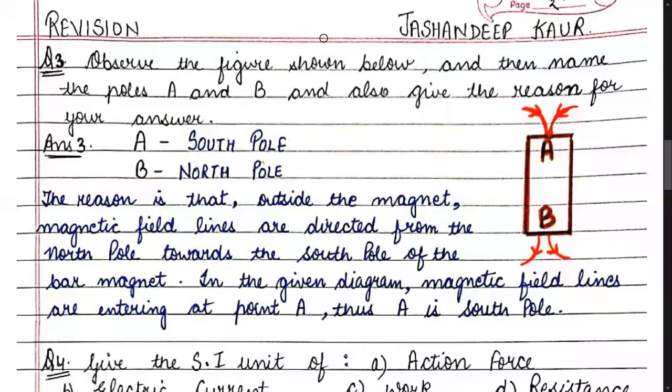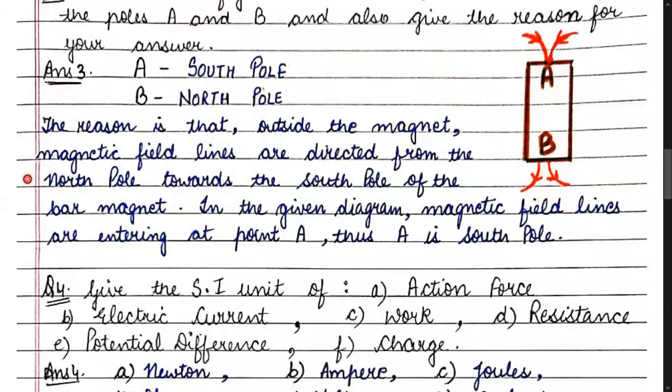So the reason is outside the magnet, magnetic field lines are directed from north pole towards the south pole of the bar magnet. And in this given diagram, magnetic field lines are entering at point A. Thus, A will act as south pole.